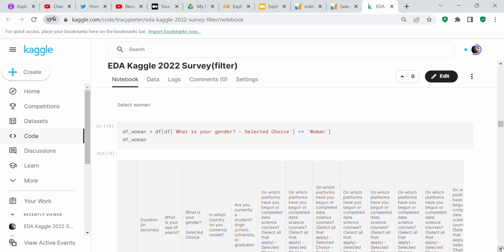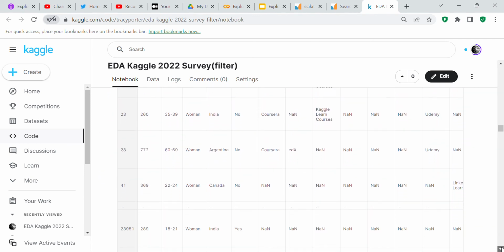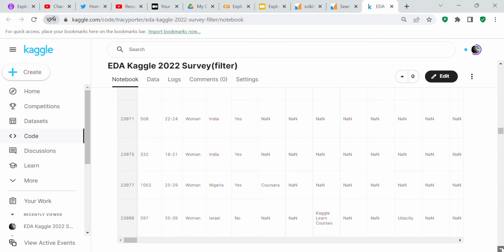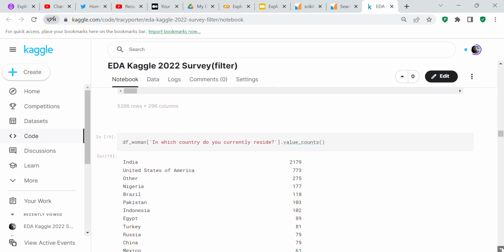So now I wanted to just select women because I'm a woman. I thought it would be a good idea to see which women data scientists responded. So we checked women, and we had 5286 rows by 296 columns. That means 5286 women responded.